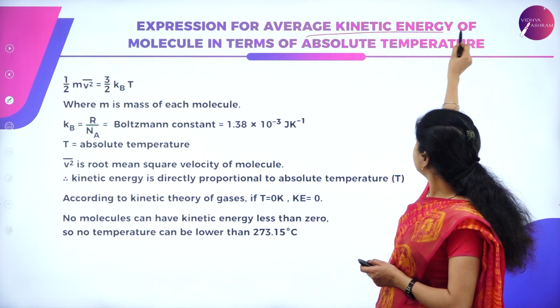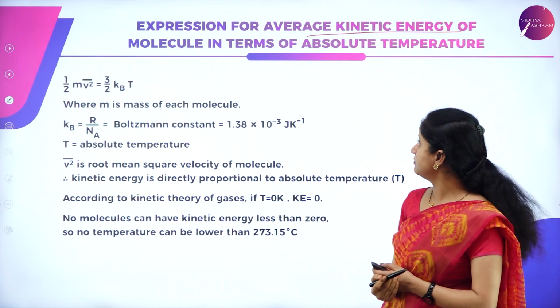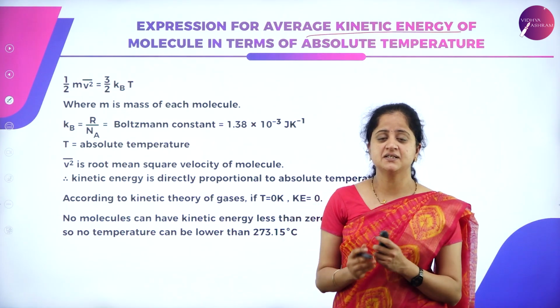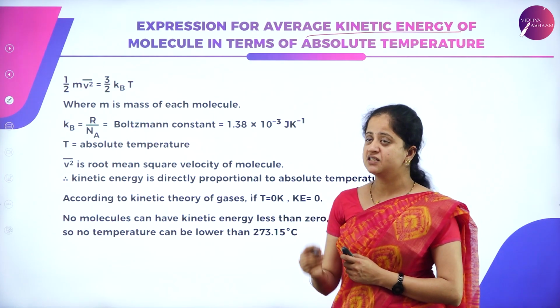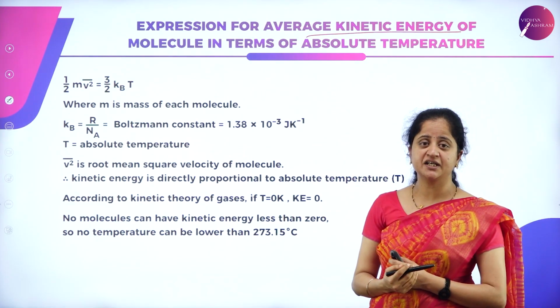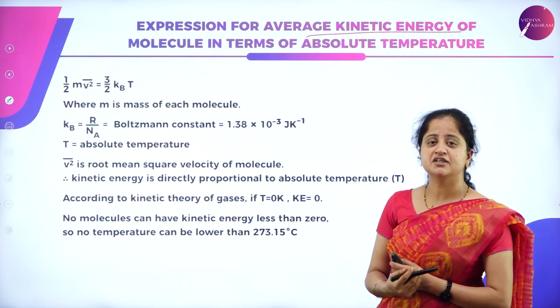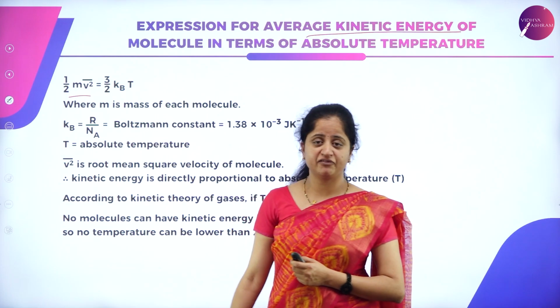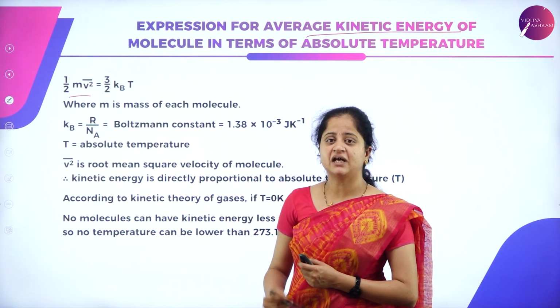Expression for average kinetic energy of a molecule in terms of absolute temperature. So far we have derived an expression for pressure exerted by a gas molecule. Let us now write the expression for average kinetic energy of a gas molecule in terms of absolute temperature. The kinetic energy is given by half mv square. How is it related to absolute temperature?